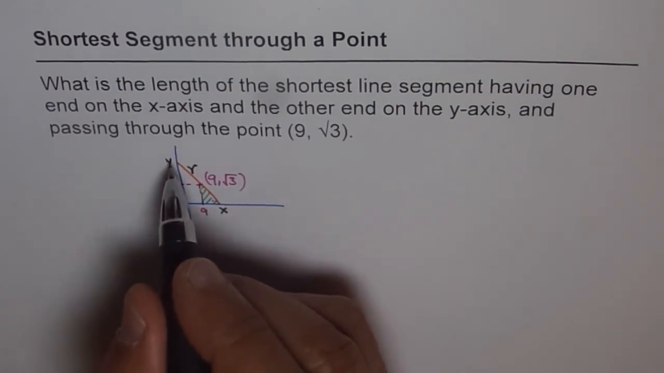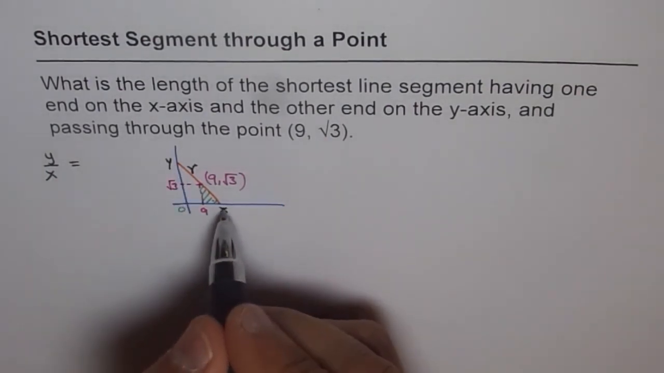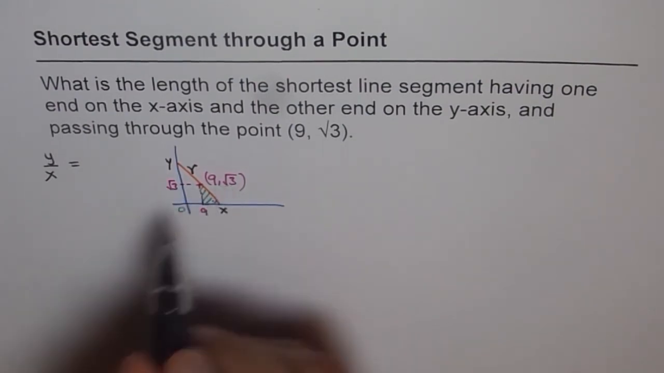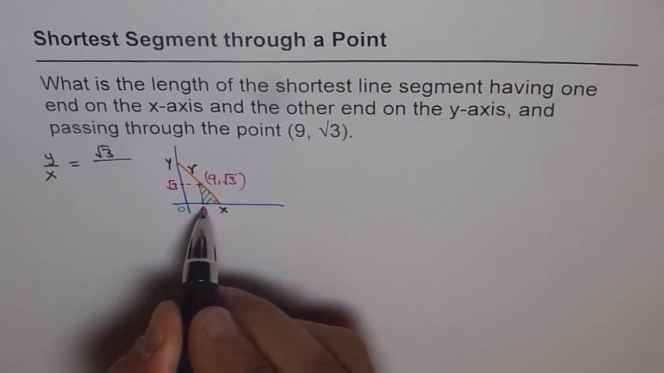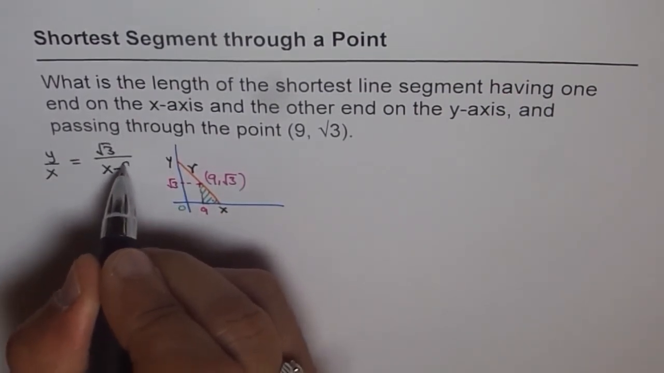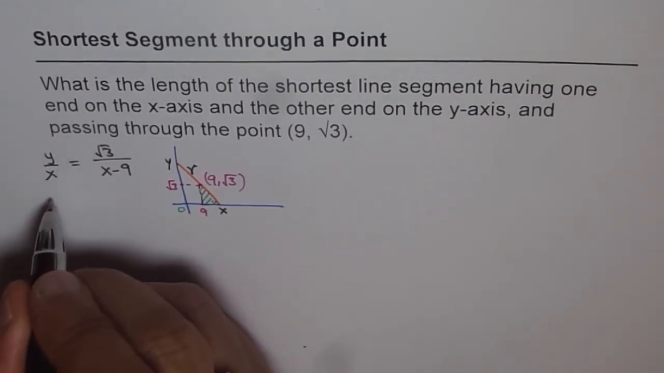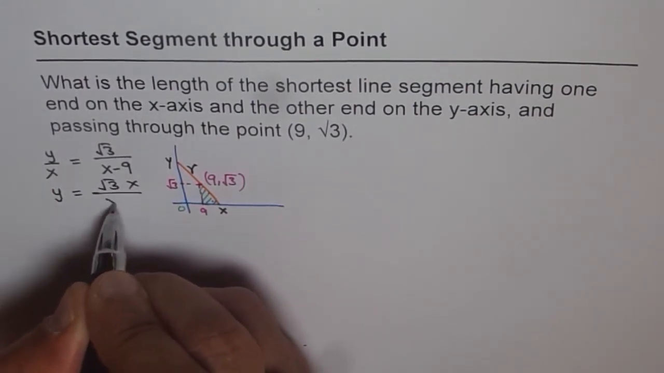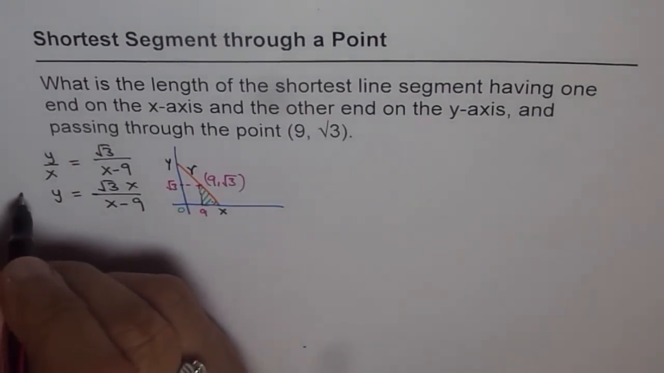So we can say y over x is equal to this height over this length. Now this height is √3, we know that. Now what is that small length? That small length is x minus 9, correct? So I can write this as x minus 9. This ratio of similar triangles helps us relate y with x. So we can write y equals √3x over x minus 9. Let's say this is our equation number 1.